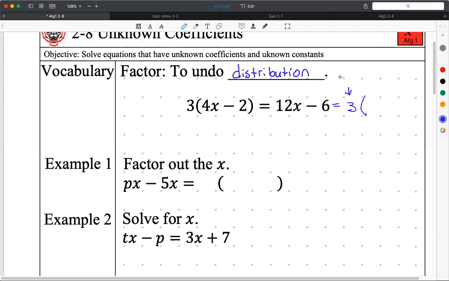I don't want to go too fast here. So GCF stands for greatest common factor. And I guess F is the key word there, right? It's a factor.